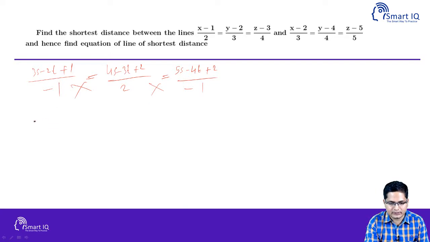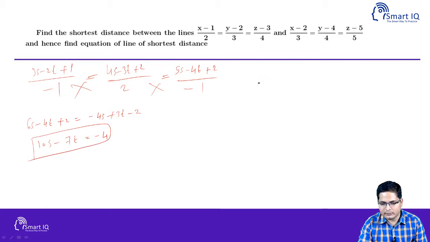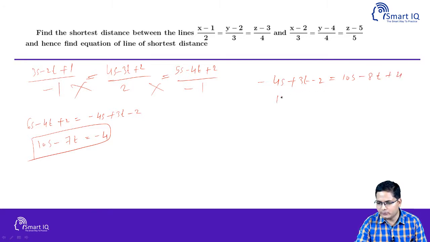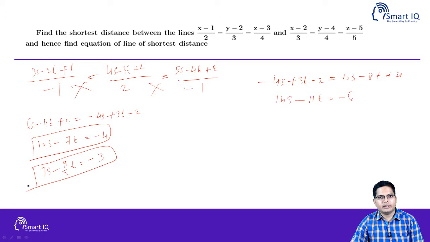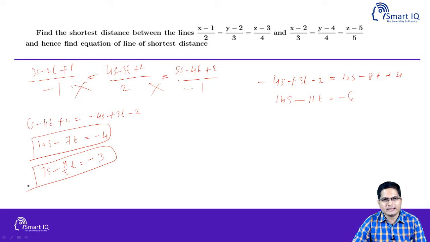So let us cross multiply the first part. 6s minus 4t plus 2 is equal to minus 4s plus 3t minus 2. So it is 10s minus 7t is equal to minus 4. This is one equation you got, correct. Let us cross multiply these two. It is minus 4s plus 3t minus 2 is equal to 10s minus 8t plus 4. So the equation you get is 14s minus 11t is equal to minus 6. Dividing by 2, I am writing that equation here: 7s minus 11 by 2 t is equal to minus 3. These two are the equations we got. Two linear equations in two variables, easily we can solve. Then you will get what? s and t.